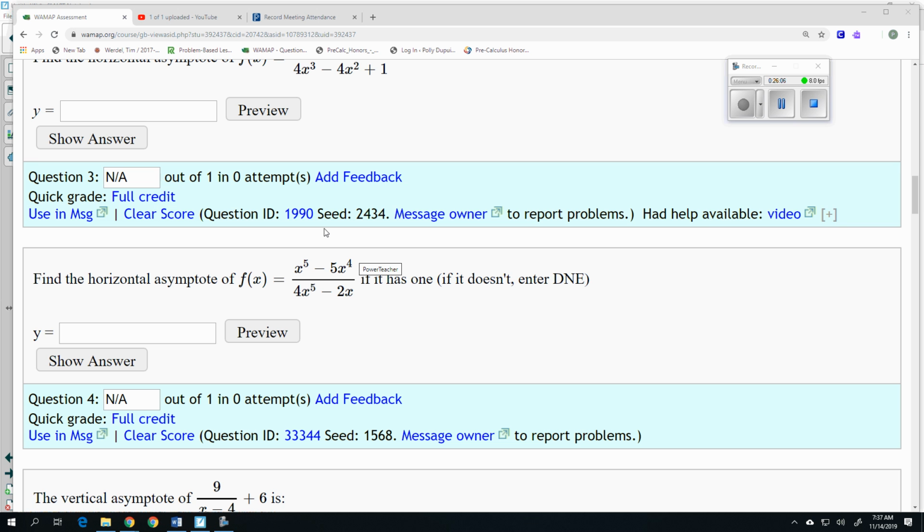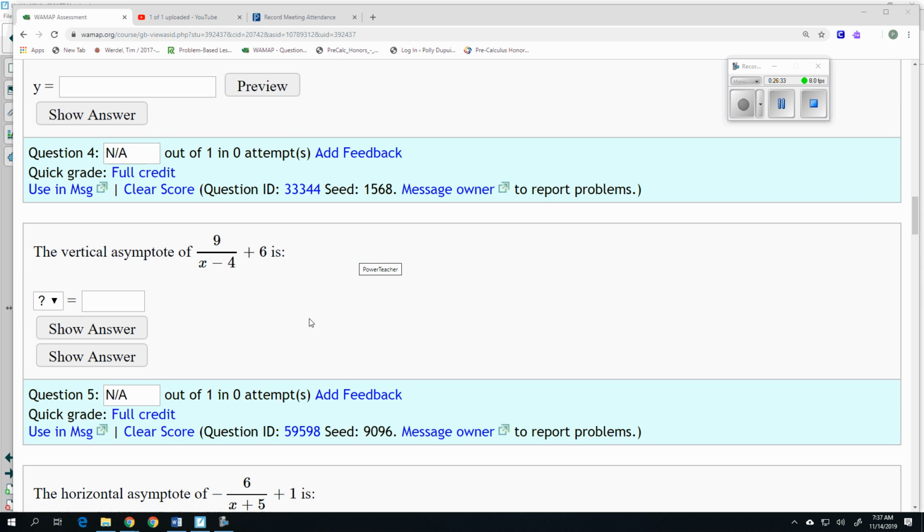The powers are the same. Are you okay with that? Okay, so what's my horizontal asymptote going to be? One large number over 4 of the same large numbers gives me what? 1/4. Try it. Notice it's y equals. They type that in for you. Did you get 1/4? Okay, let's try the next one.